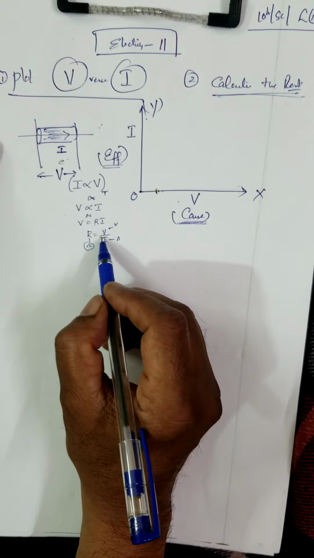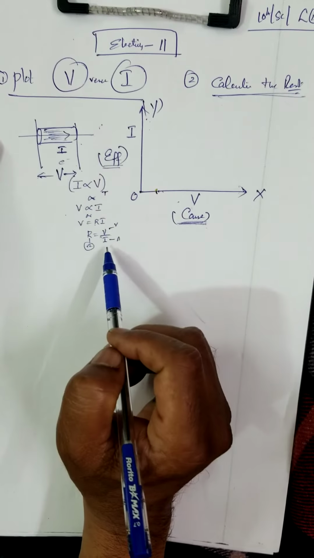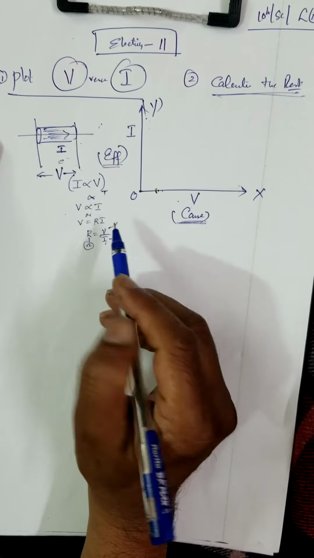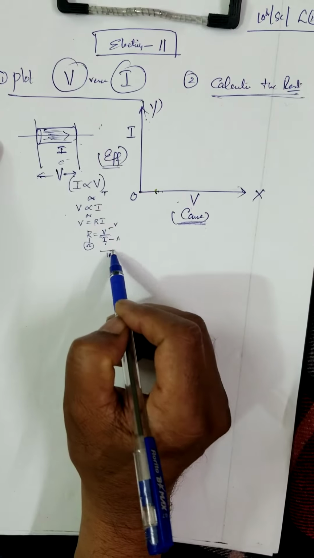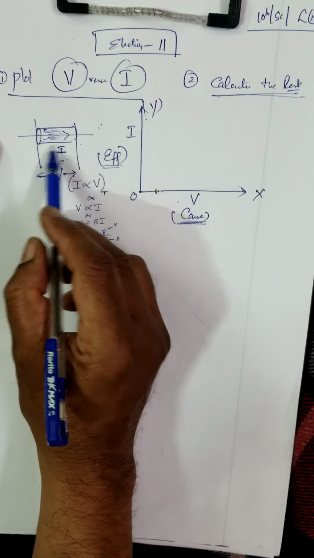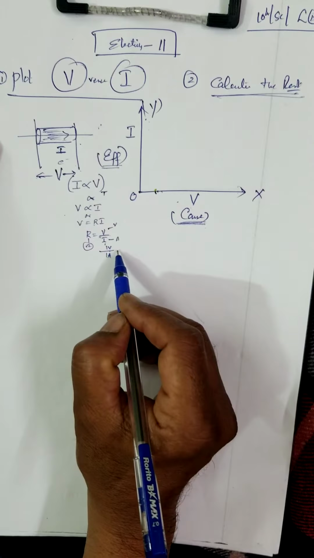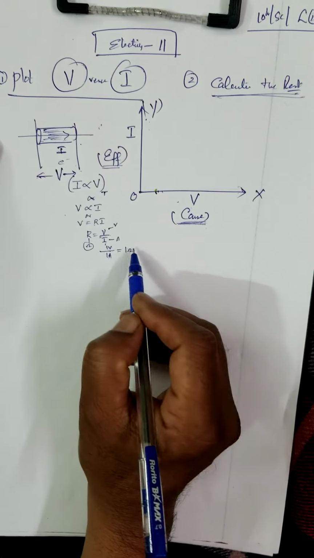How to define resistance? It is the ratio of the potential difference between the ends of the conductor and the current flowing through it. And what is the unit? How to define 1 ohm? If 1 ampere of current flows through a conductor whose ends are maintained at a potential difference of 1 volt, then the resistance offered is 1 ohm.